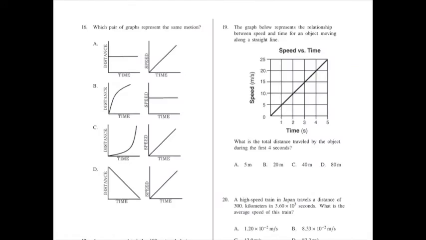Number 16 is a throwback to number 9. We have to figure out which pair of graphs represent the same motion. If we look at choice A, we see a rest and positive acceleration, not choice A. Choice B, we have a positive deceleration with a positive constant velocity. That's not correct either. Choice C, positive acceleration and a positive acceleration. Yay! That's our answer. But let's look at choice D anyway. It's a negative velocity with a positive acceleration. Not correct.